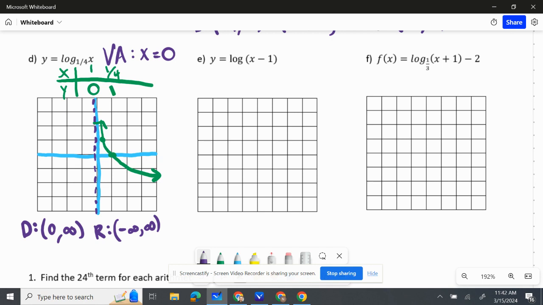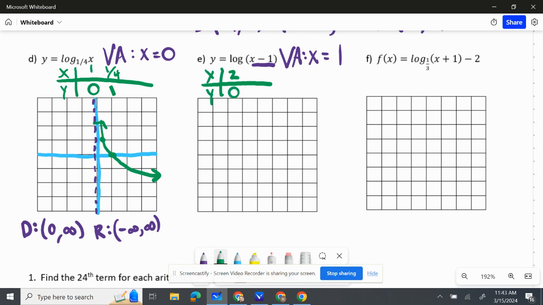So looking at letter E, once again, we're starting off with our vertical asymptote, and that would be x is equal to 1. It's whatever gives us 0 inside the parenthesis. Our table of values, we start off with whatever gives us a 1. So what gives us a 1 here is a 2. 2 minus 1 is 1. The log of 1 is always 0.